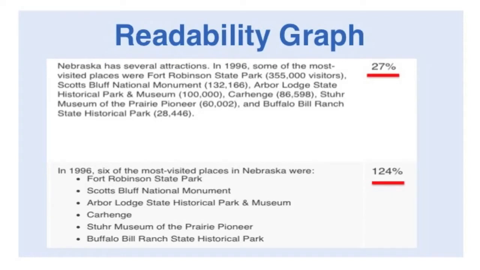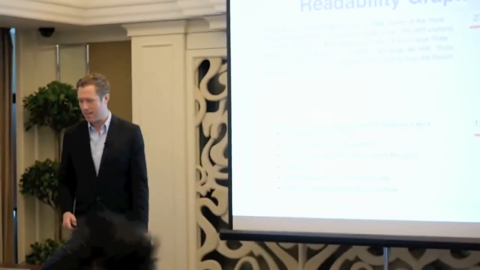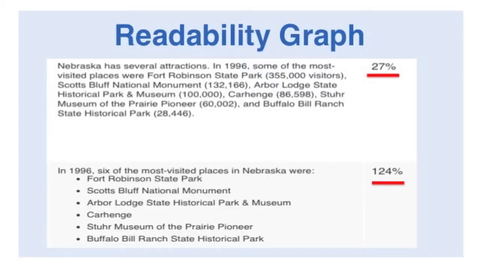So here's a readability graph, also by the Nielsen Group. And this is interesting. It's the same information presented to different test users. The first here is a paragraph, and that had 27% readability. This is another version of the same information, and it has 124% readability. So almost 100% improvement in readability.